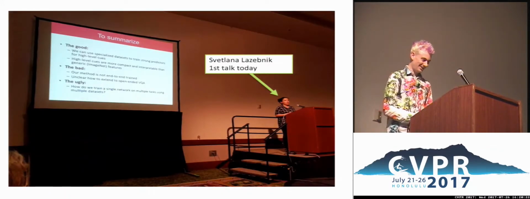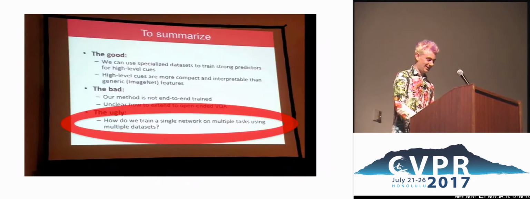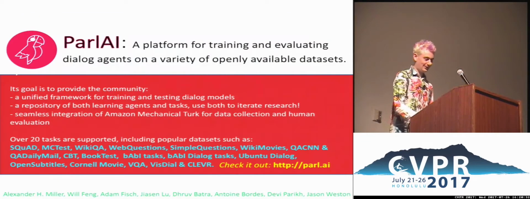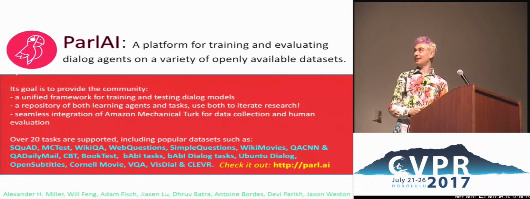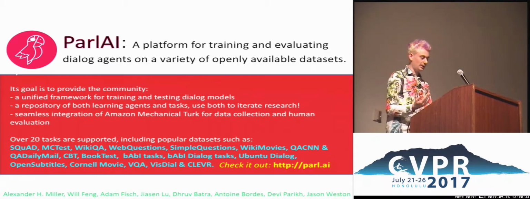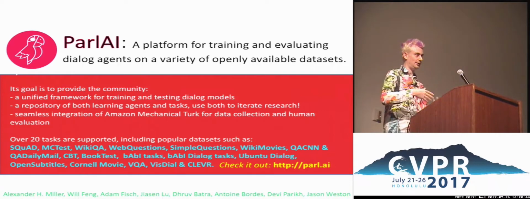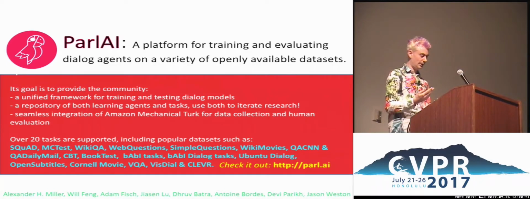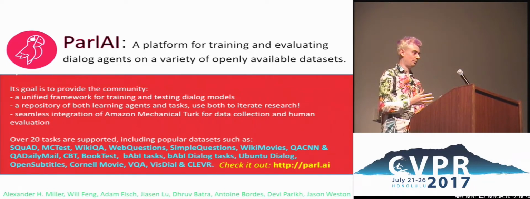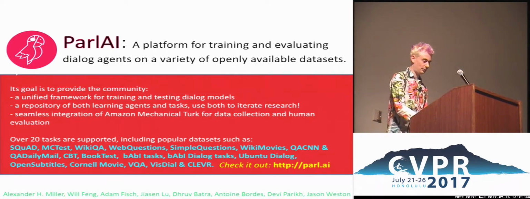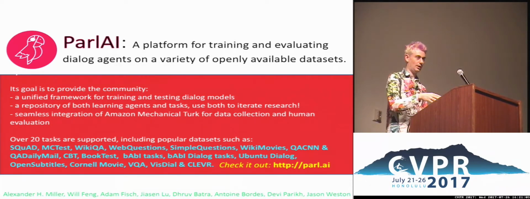So, a picture of Svetlana from this morning. He had this slide: how do we train a single network on multiple tasks using multiple data sets? This is something we've been working on this year called ParlAI, which tries to address some of these issues by putting all the tasks in one really easy to access place for the community. It's open source on GitHub. It's a repository of both learning agents and tasks. There's a bunch of tasks supported, like all the text QA and dialogue ones I've mentioned, but also VQA data sets as well.